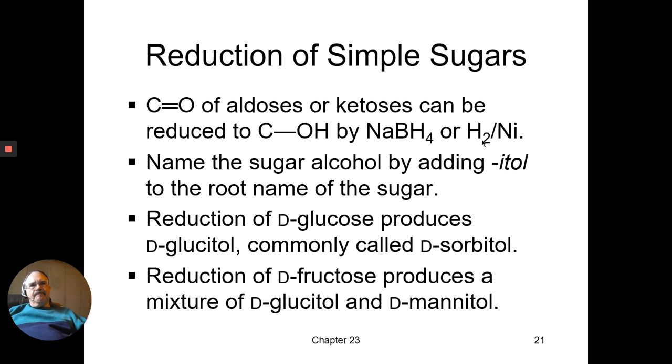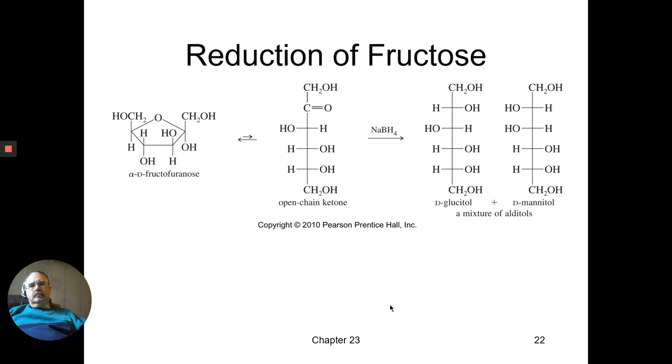Okay, because there was not a chiral center on carbon number 2 originally, where the ketone was, and this reduction is non-stereospecific, we'll get both configurations at carbon number 2 when we form the alcohol. And that's what this slide is showing. So here is the open chain ketone. We reduce the ketone functional group, and then we get a mixture of alditols, D-glucitol and D-mannitol.